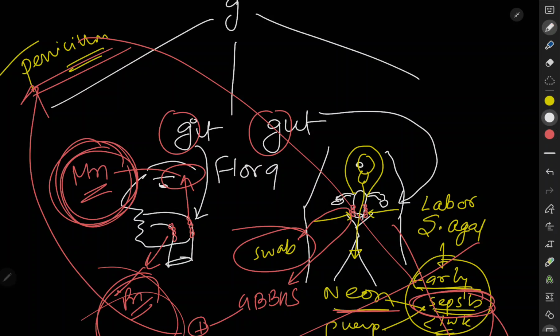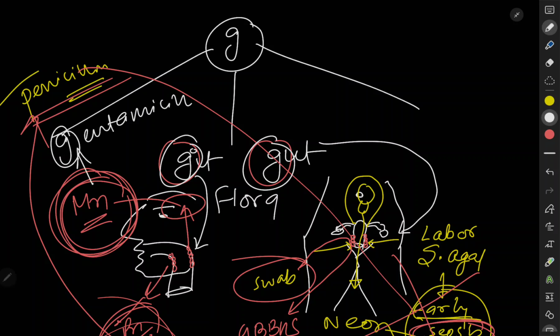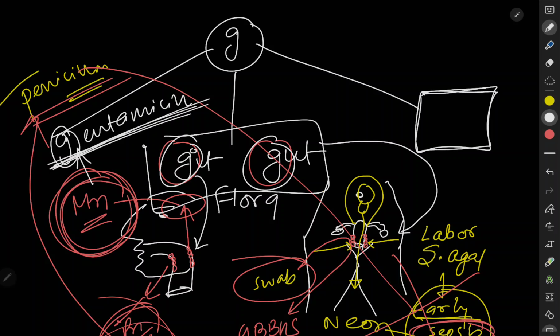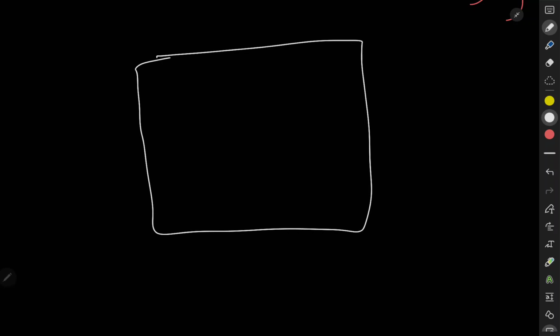What is that drug? So till now we have done the first part of G, which is GIT and GUT. Here comes the second part of G for gentamicin. This is the drug which we have to add. And lastly, the last G. So the first G was GIT, GUT. The second G was gentamicin. The last G is this box. So what is the box?